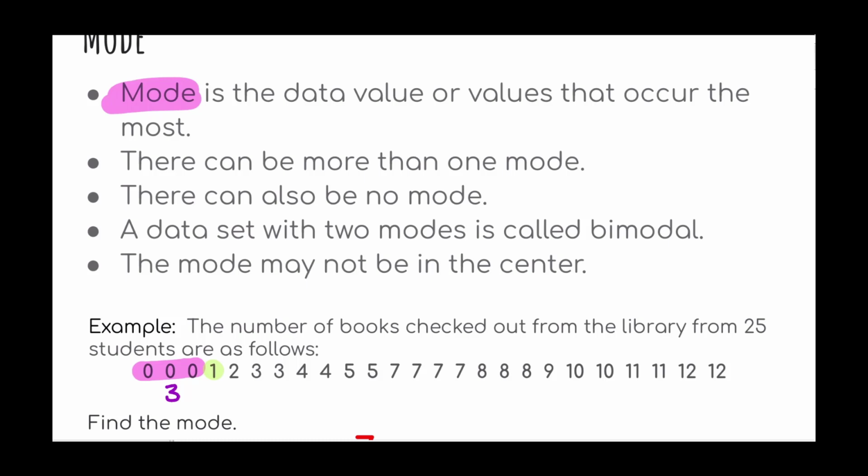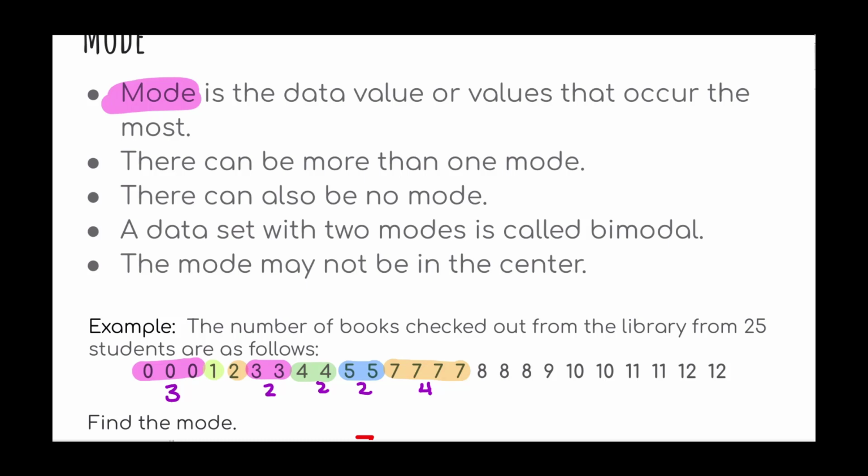There is 1 2. But there are 2 3s. How many 4s are there? There are 2 4s. There are 2 5s. There are, oh, look at this, 4 7s. So 2 4s, 2 5s, 4 7s.